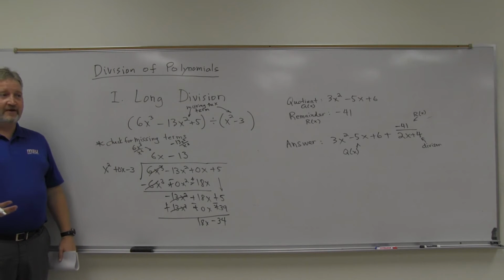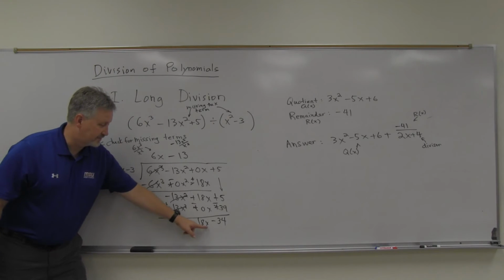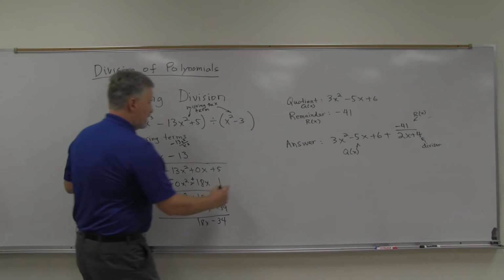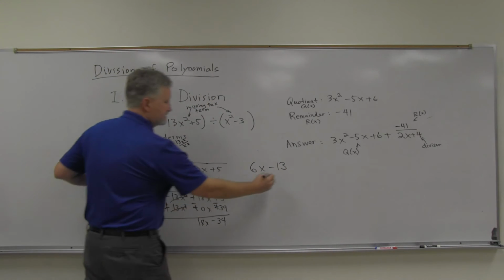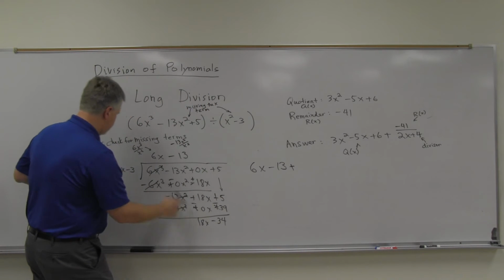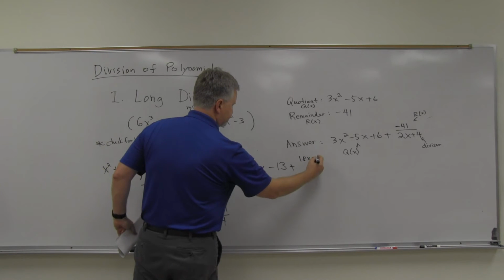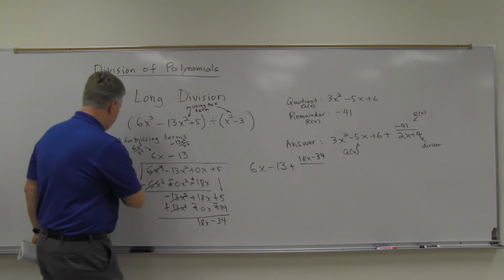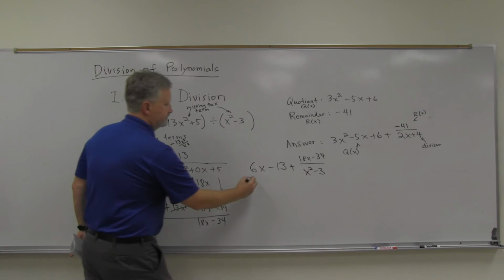Now I said that was the last step, because why? I can't divide again. This x to the first power is less than the x squared of the divisor. So we're done. We can't divide it any further. So I would say the answer is 6x minus 13, and then add to that the remainder over the divisor, instead of backwards. So take the remainder and write it over the divisor. So I'm just going to write x squared minus 3 there.